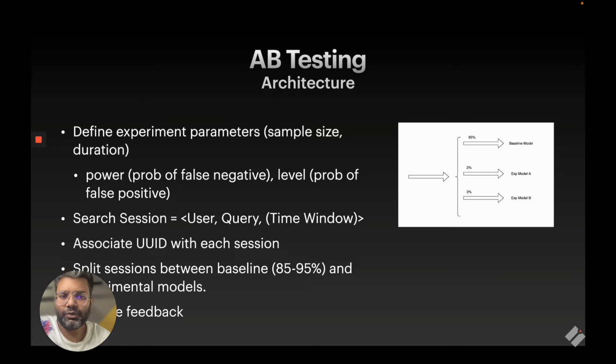So, going into how the architecture looks like. First of all, you need to define your experiment parameters, which includes the sample size and the duration of the experiment. Now, in order to come up with a reasonable value of sample size and duration, there are two key parameters that you need to think about. Number one is called the power, which essentially is the probability of a false negative, and then there is a thing called level, which is the probability of a false positive. Now, ideally, you would want to design your experiment such that your power is as close to 1 as possible, and level is as close to 0 as possible.